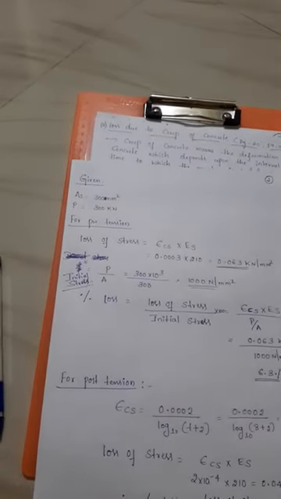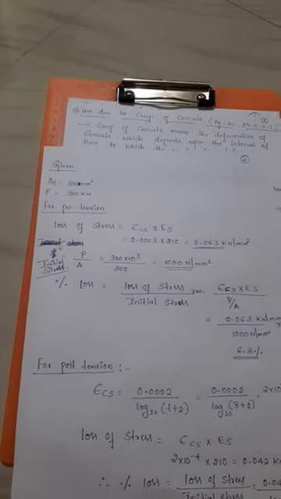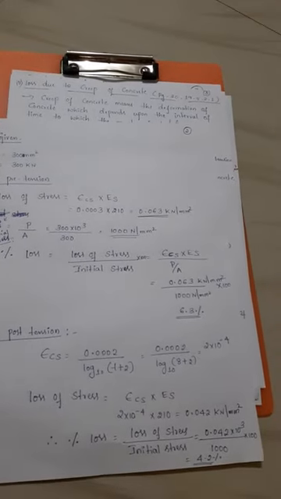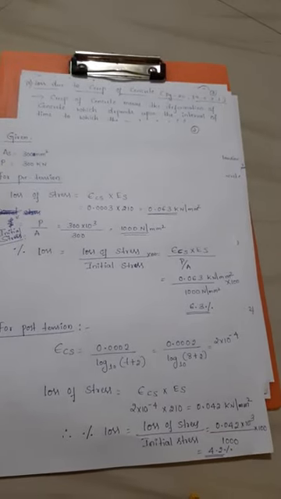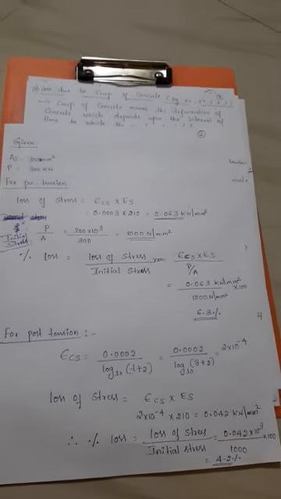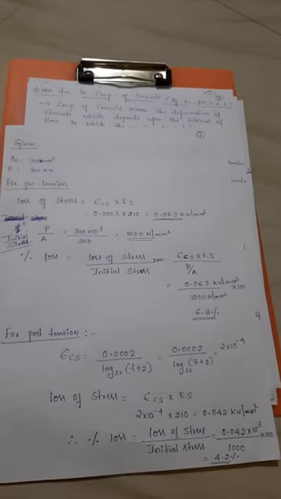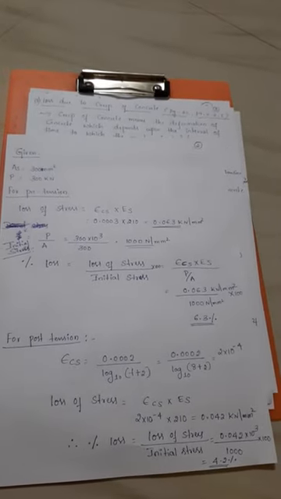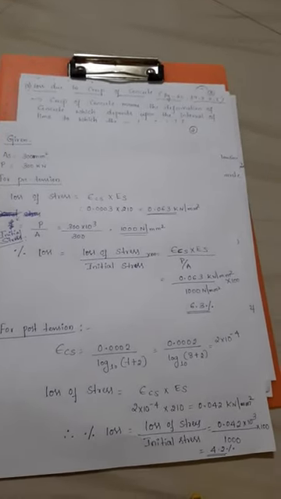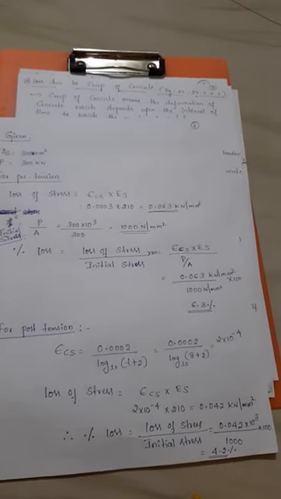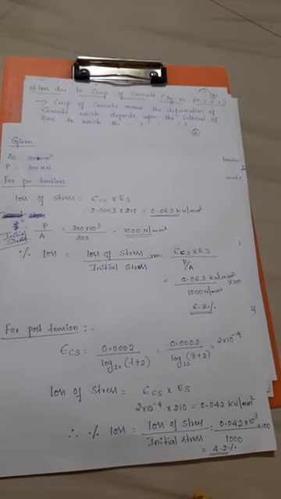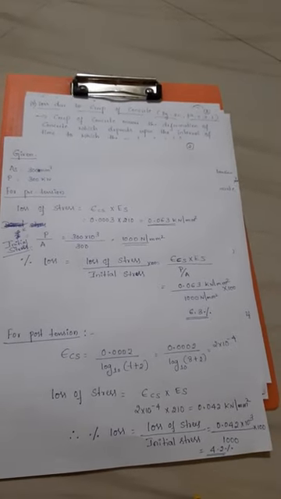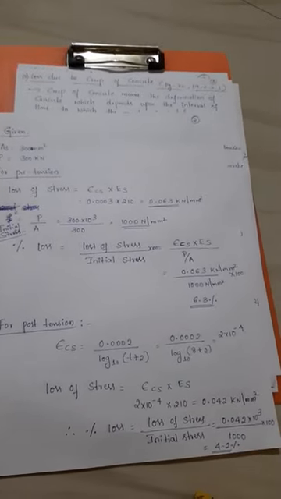So next you need to calculate your loss of stress. Loss of stress is epsilon Cs into Es. Epsilon Cs for pre-tension member, the value is 0.0003, and your Young's modulus of steel is 210. When you substitute both the values and calculate it, you will get 0.063 kilonewton per mm square. So when you take both the values, your loss of stress and your initial stress, you will get your percentage of loss as 6.3%.